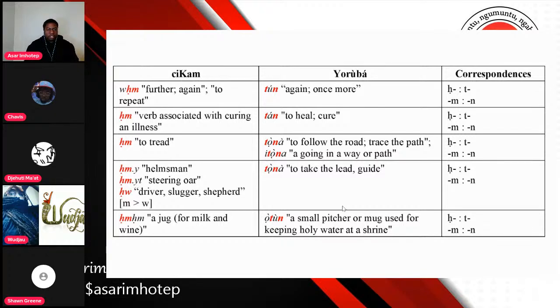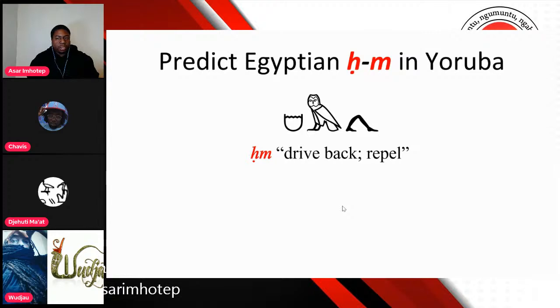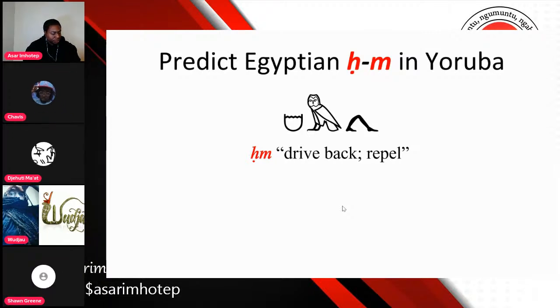So again, is there any semantic issues that y'all have? None? All righty. So as always, when we have this word in Egyptian that was not a part of our original correspondence set, what do we predict for Egyptian dotted HM consonant sequence in Yoruba, based upon the sound laws that we established earlier? A T and an N. All righty. So does anyone disagree? Nope. All righty. T and N.